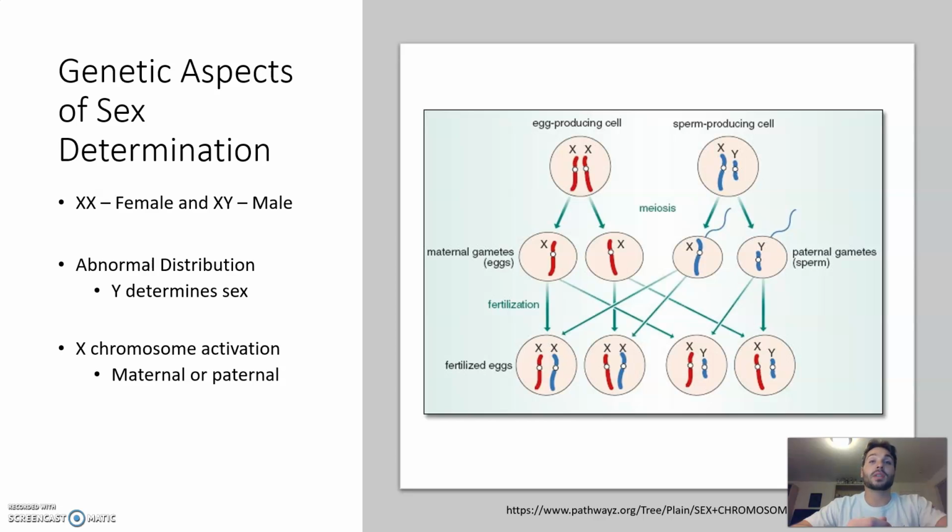For a female fetus, when ovaries develop, there will be an inactivation of one of the X chromosomes, and either the maternal or the paternal X chromosome will become the active X chromosome.